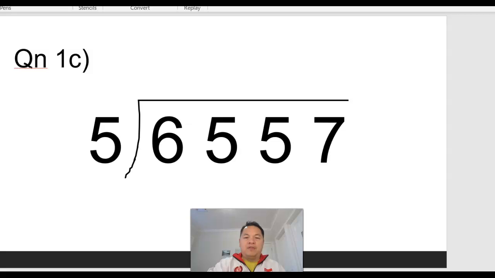6 divided by 5 is 1, remainder 1. 15 divided by 5 is 3. 5 divided by 5 is 1. 7 divided by 5 is 1. And the remainder is 2. But instead of writing 2, I'll write 2 out of 5. Remainder is 2/5. Okay.